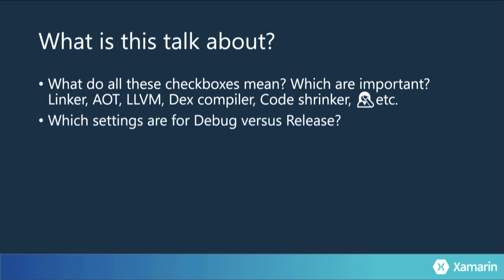The other thing that we want to get across is which of these settings are for debug builds while you're working on your app, and which settings are for release builds when you're going to ship to your customers. Because a lot of these settings take longer to run, right? Obviously, your release builds are going to be optimized, and you don't want to do that kind of thing for your debug builds.